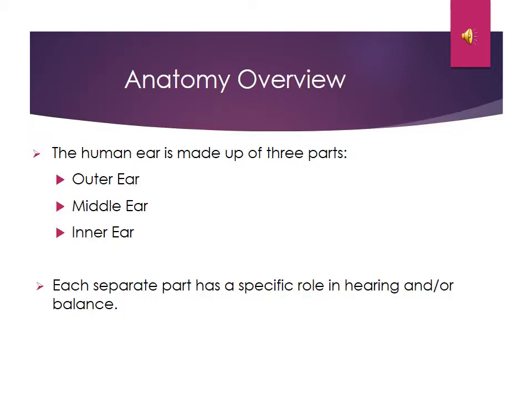The human ear is made up of three parts: the outer ear, middle ear, and inner ear. The components all work together to transfer sounds from the environment to the brain. We will describe the components, importance, and function of each part as it is related to hearing and/or balance.